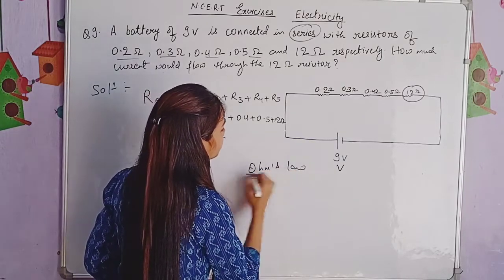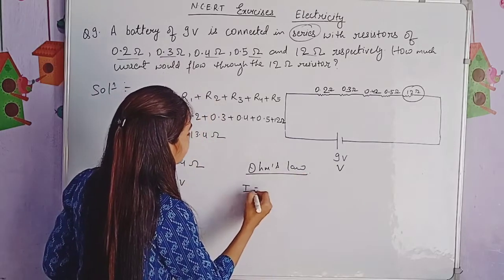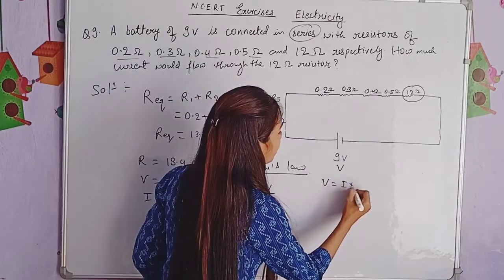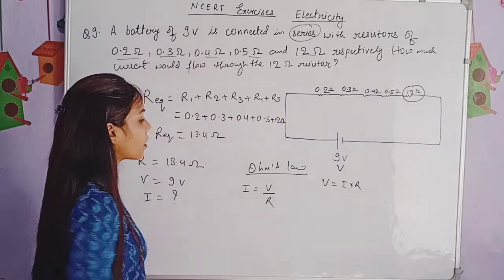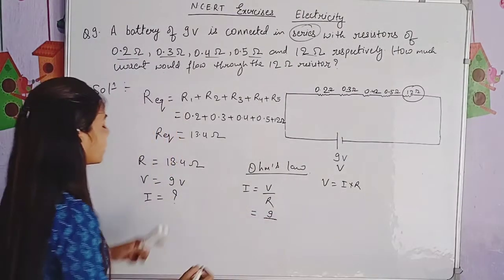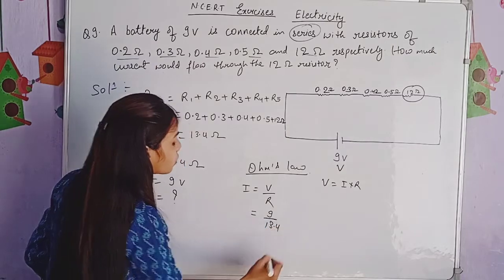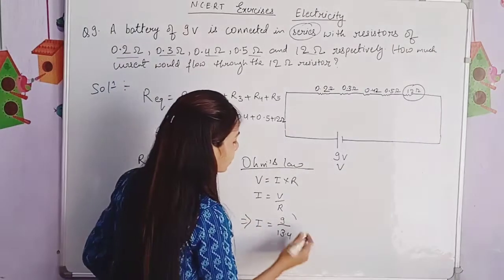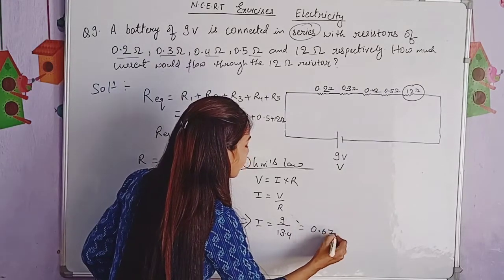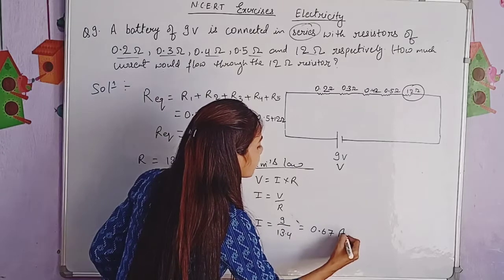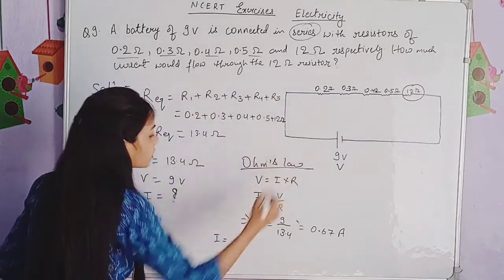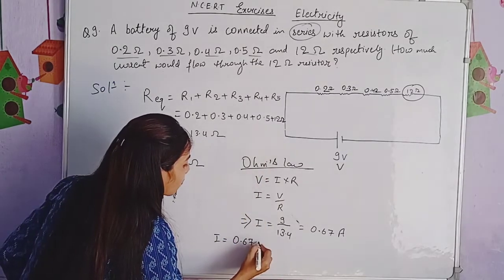From Ohm's law we know I is equal to V upon R, because V is equal to I into R. So I is equal to V upon R. Put the values. V is 9 and R is 13.4. Simplify this. On simplifying you will get 0.67, because this is current, so the unit will be ampere. So the current we have calculated across the circuit is 0.67 ampere.